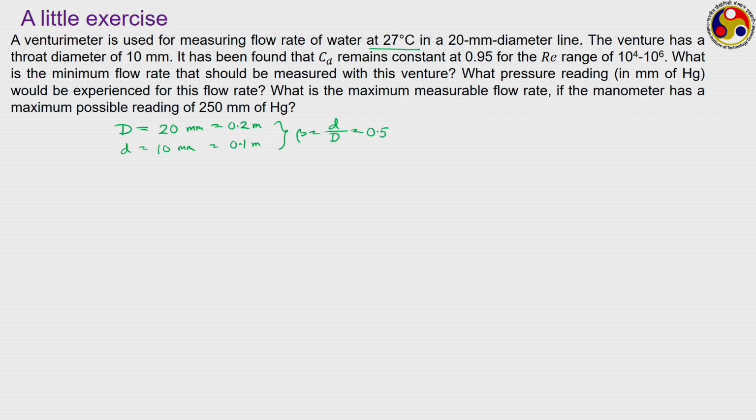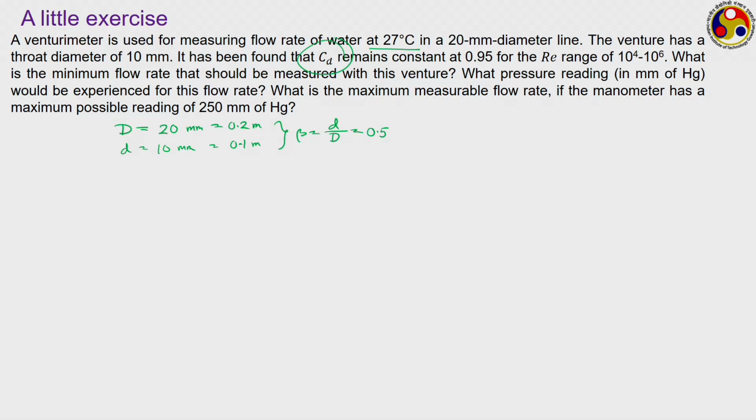It has been found that CD remains constant at 0.95 for a particular range of Reynolds number, 10 to the power 4 to 10 to the power 6. Actually, the biggest concern about using this obstruction type device is the value of this CD. CD can vary with several things. CD can vary with the Reynolds number, the flow velocities, the fluid property, and can vary significantly with this beta. So, we have to be very sure about which CD value to use during the calculation, because CD is the ratio of the actual to theoretical flow rates. While the theoretical flow rate we can easily calculate, if we do not know the CD properly, then your actual flow rate calculation will be wrong.